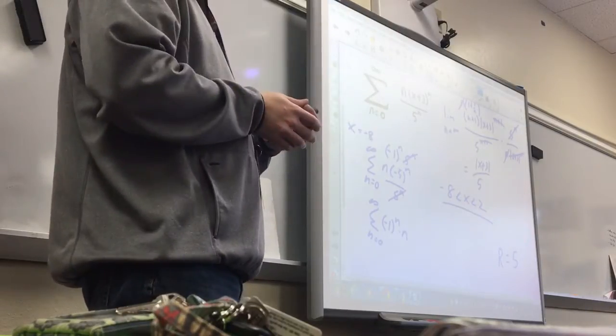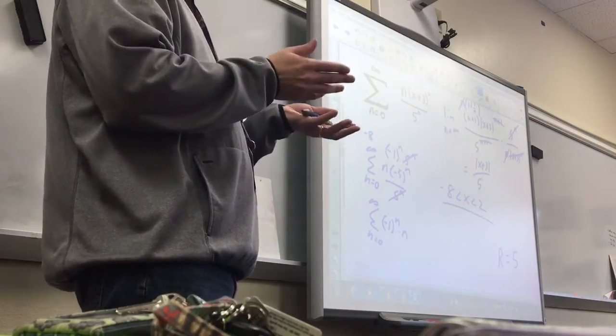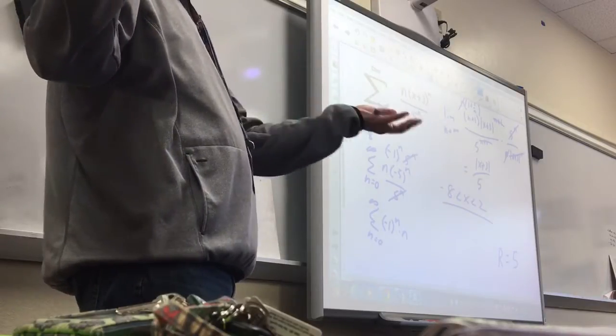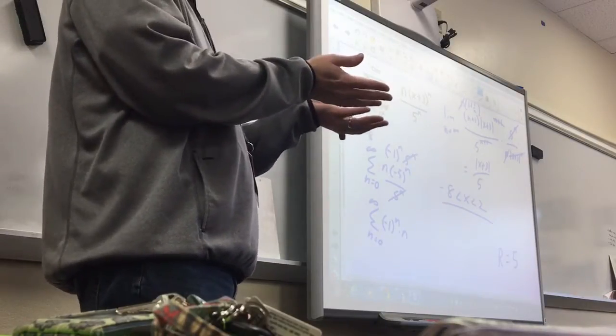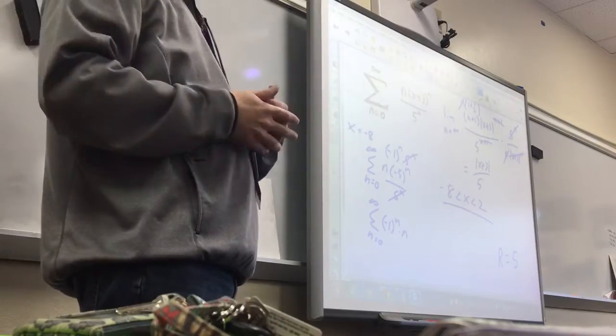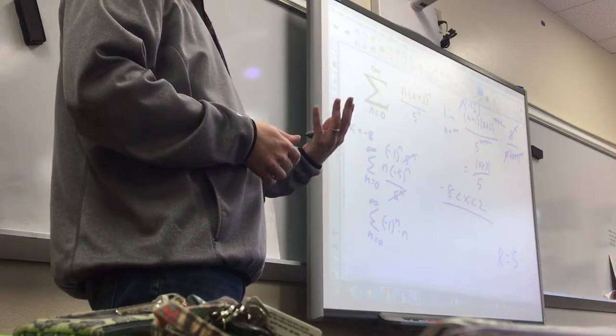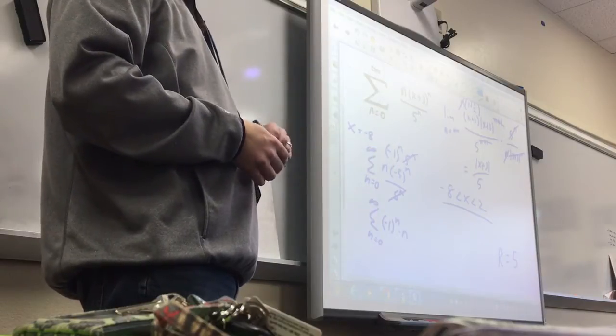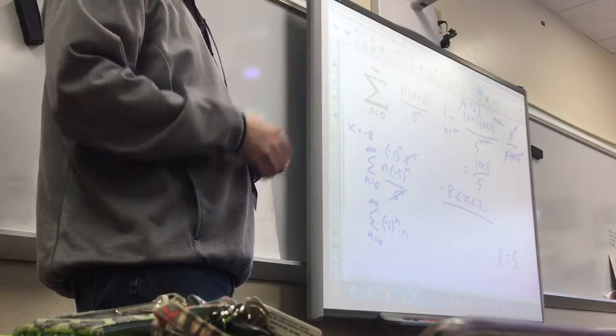Instead of x to the n, it was x plus 3 to the n. So this one's shifted left 3 from yesterday. Yesterday was centered at 0, and this one's now centered at -3. And then we were dividing by 10 to the n yesterday, and now we're just dividing by 5 to the n.